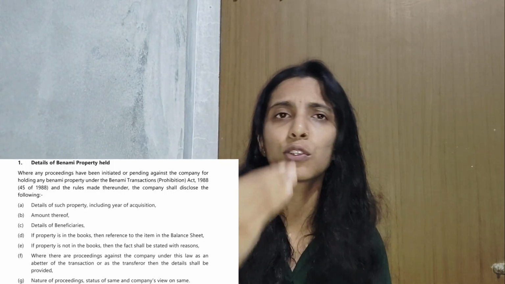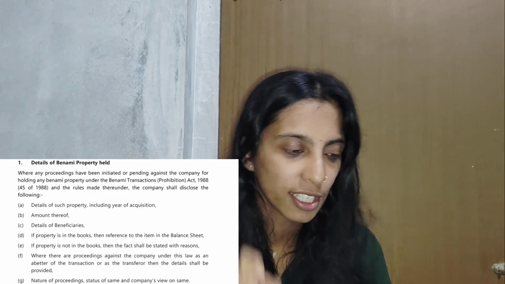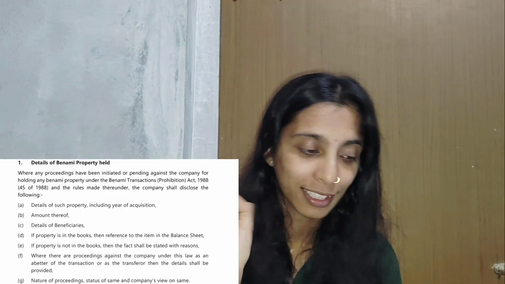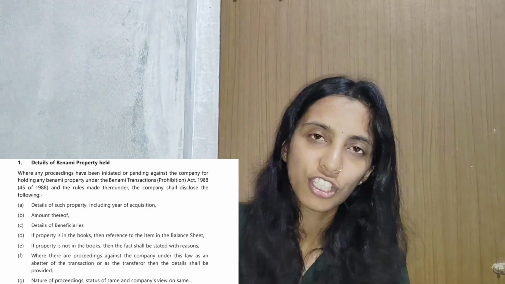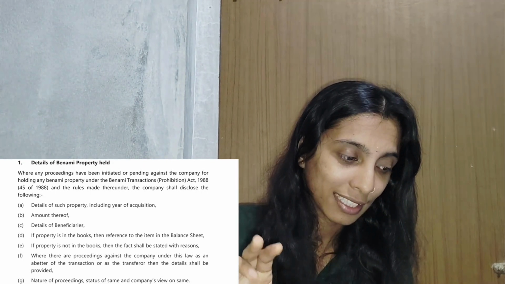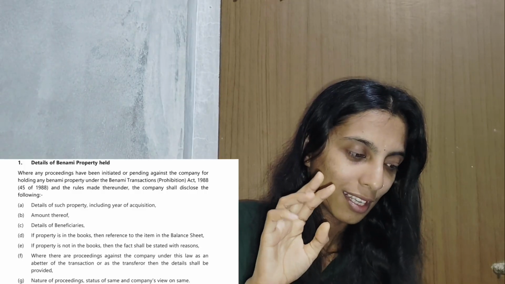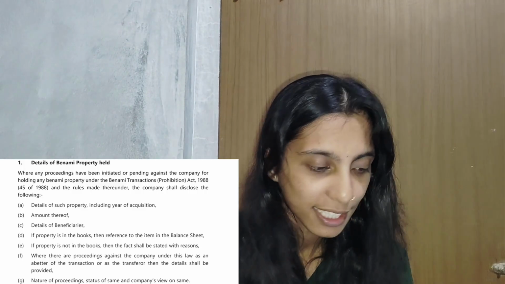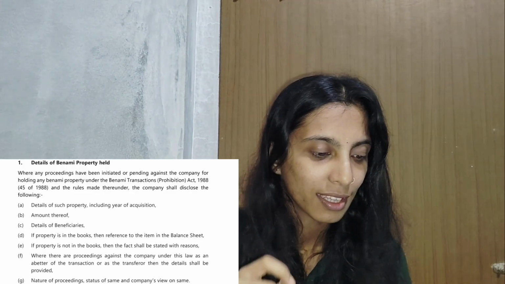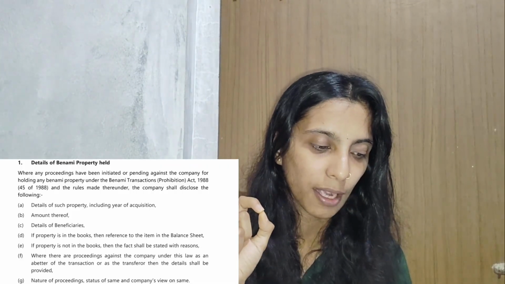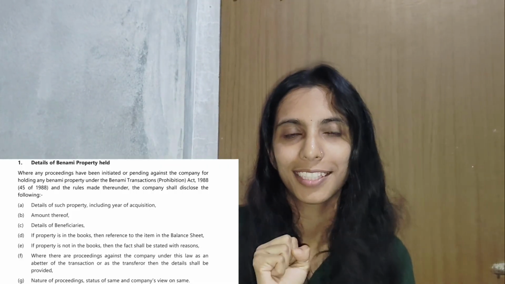Again, I am going to read the points. Details of such property including the year of acquisition, amount thereof, details of beneficiaries. If the property is in the books, then the reference to the items in the balance sheet. If the property is not in the books, then the fact shall be stated with the reasons. Then the fifth one, where there are any proceedings against the company under this law, as an abettor, transaction or as a transferor, then the details shall be disclosed: the nature of the proceedings, status of the same, the company's view on the same. Okay, this is it.